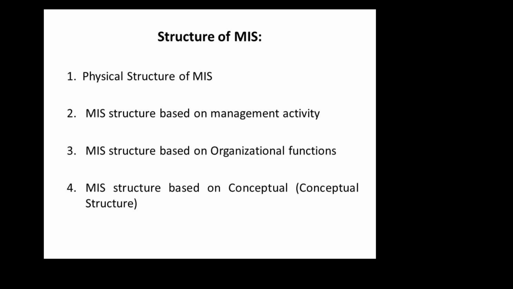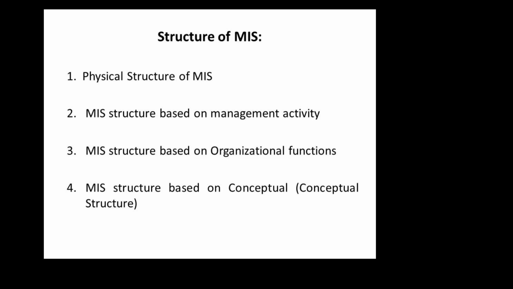The third structure is MIS structure based on organizational functions. For any business organization, we know all these functions of a business organization, that is production, sales and marketing, logistics and personnel or HR, finance and accounting function, then information processing and so on. So all these are the different functional areas of an organization. Based on this, MIS structure has been categorized.